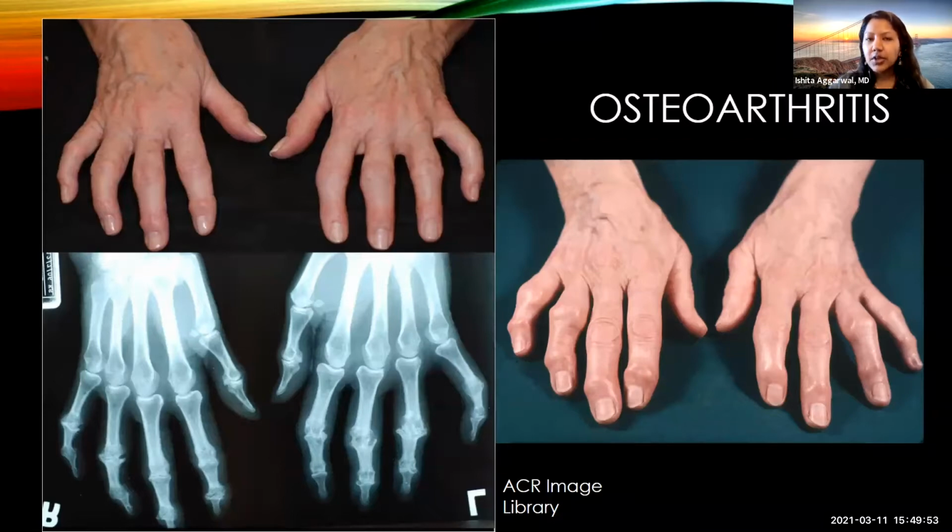The joint pain described with osteoarthritis is typically a deep ache in the involved joint and can be aggravated with repetitive use of the joint and relieved by rest.